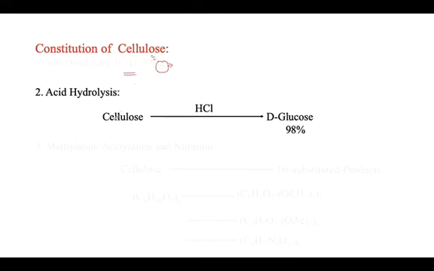And then hydrolysis is the important thing which is used for elucidating the structure of polysaccharides. In this case, when cellulose is hydrolyzed using dilute hydrochloric acid, it has been found that D-glucose is the main product, and this D-glucose has been obtained as 98%. So this 98% indicates that D-glucose is the main constituent of the cellulose. So cellulose is made up of D-glucose monosaccharide units, and around 98% of the glucose units are present in cellulose.